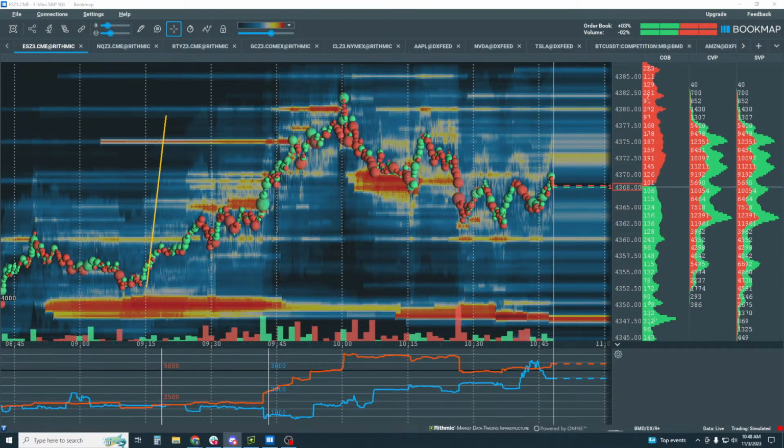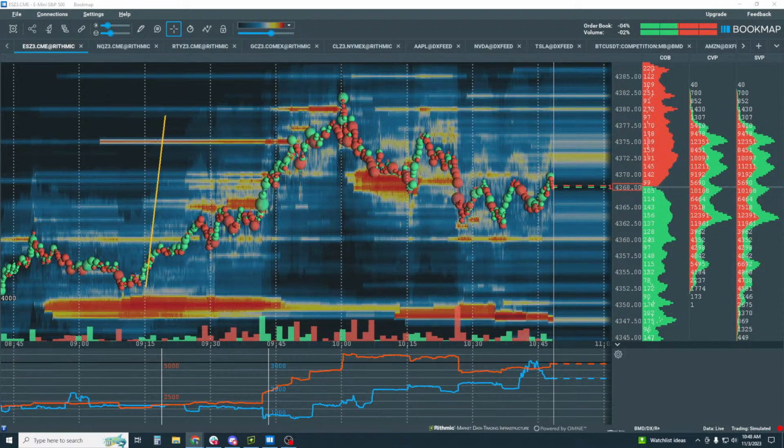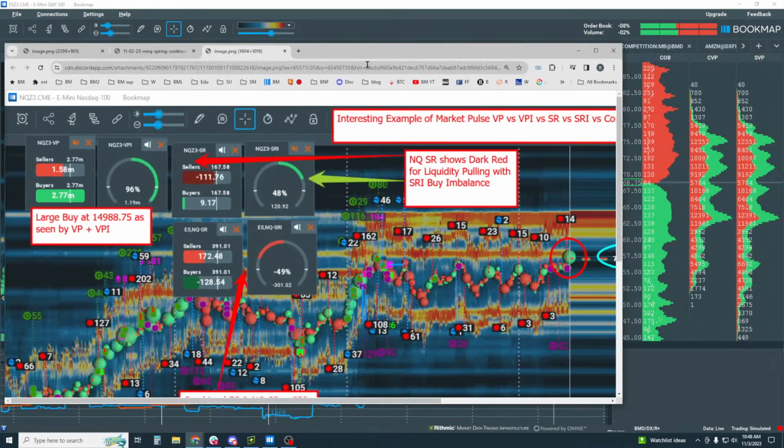Okay, so that was the Market Pulse Mag 7 VPI. Okay, great. Yeah, thanks, Slowdown. Yeah, Crash F16. You got another one already here. Amazing.